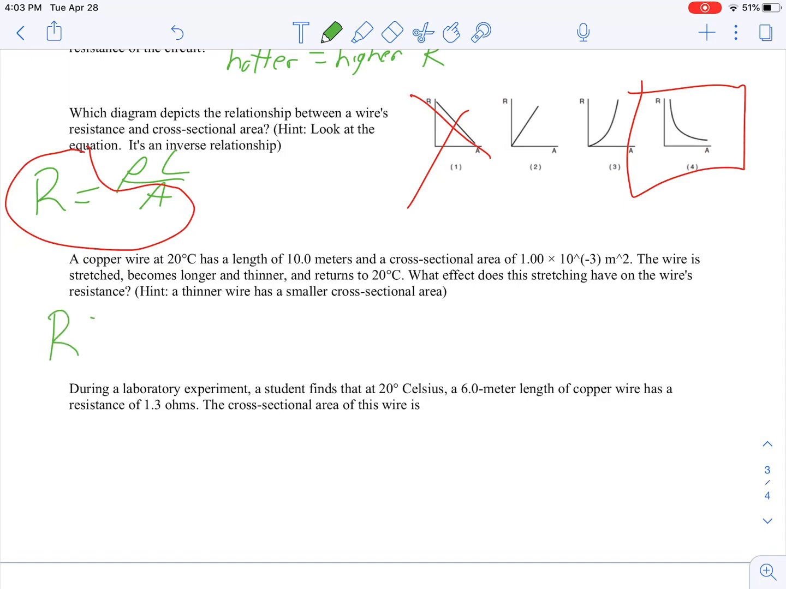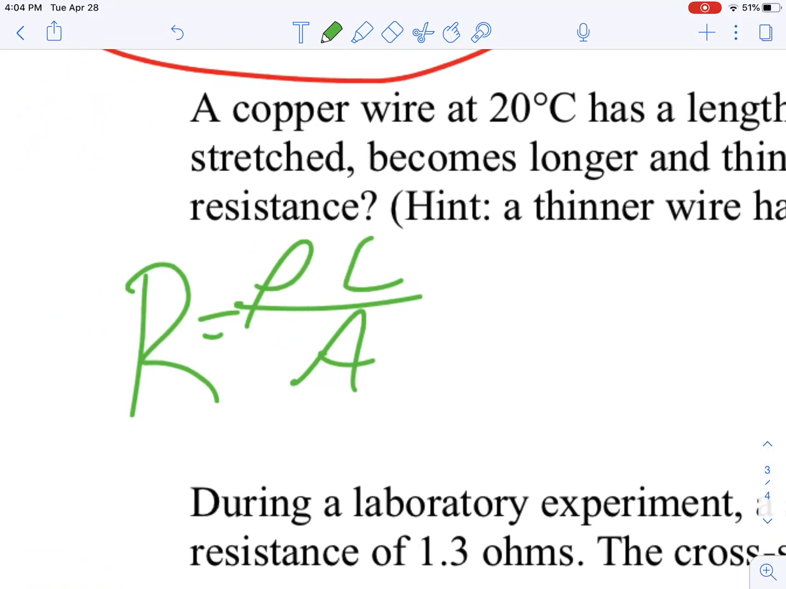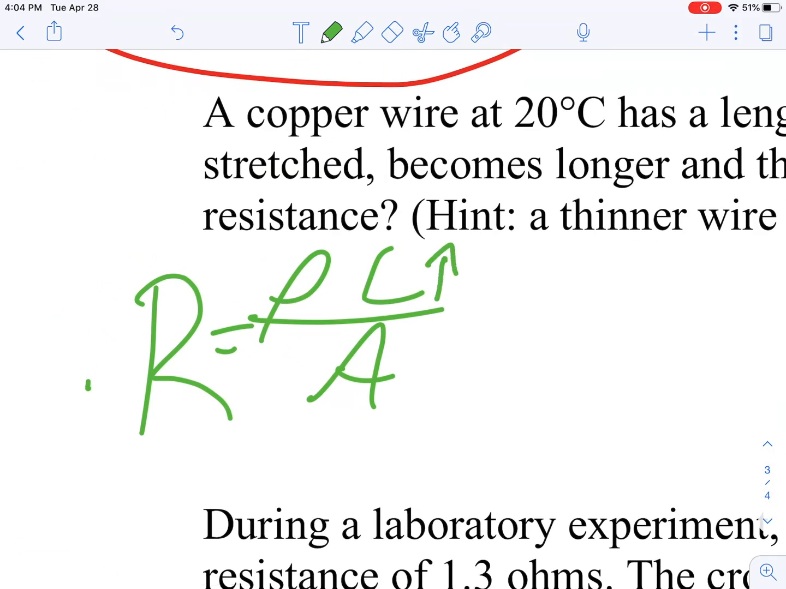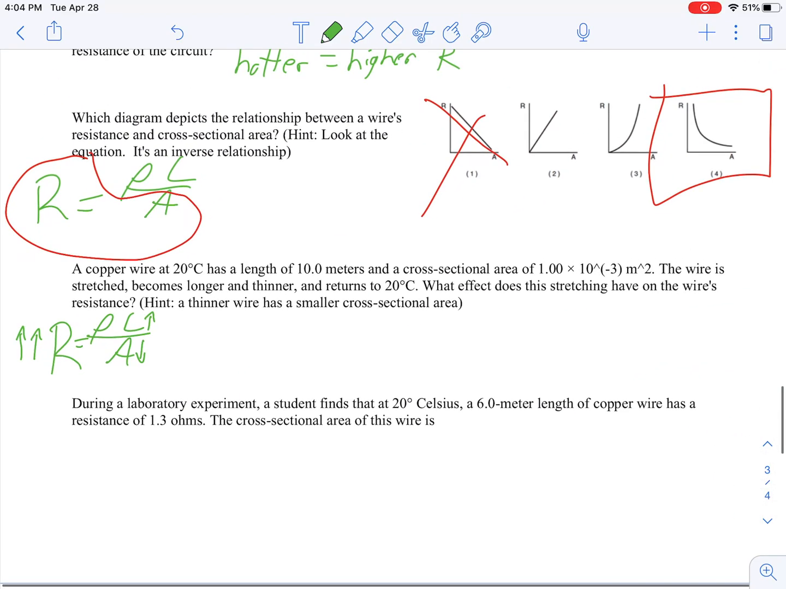So we're going to write this equation again because we're going to need it again. So copper wire has a length. The wire is stretched. It becomes longer and thinner. Okay? What effect does stretching the wire have on its resistance? So it's longer, so L goes up. If L goes up, R goes up. And it's thinner, so the cross-sectional area goes down. Remember, there's an inverse relationship between A, cross-sectional area, and resistance. So if A goes down, our resistance goes up. So both of those things make the resistance go up. So resistance goes up.